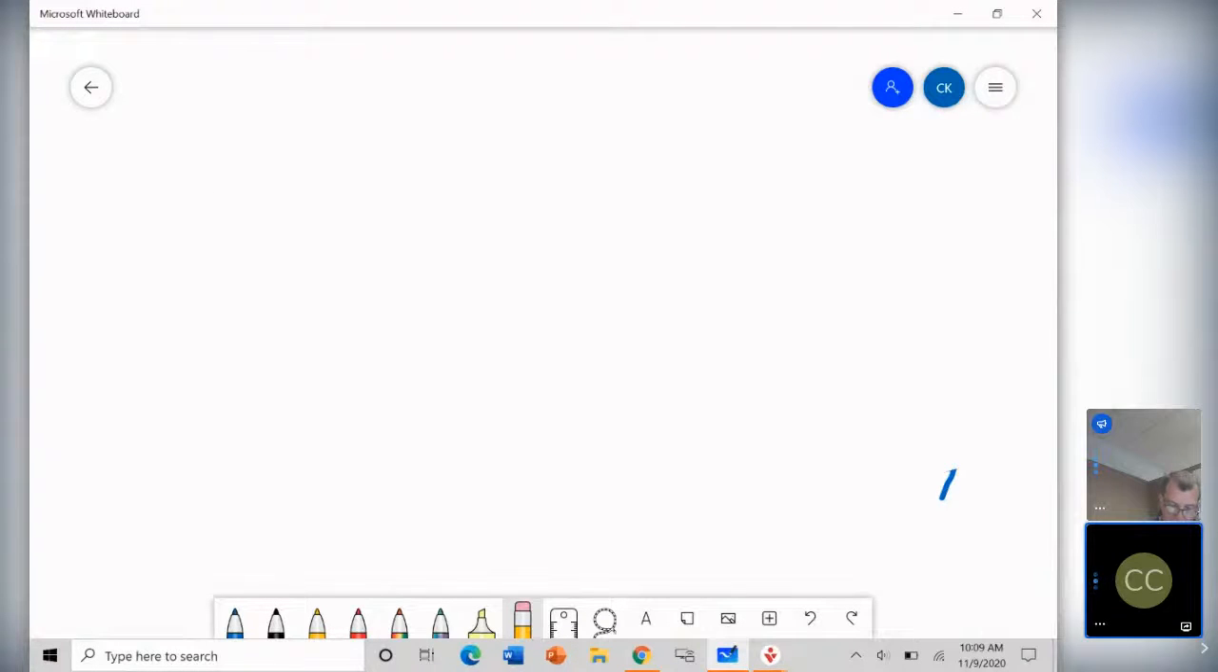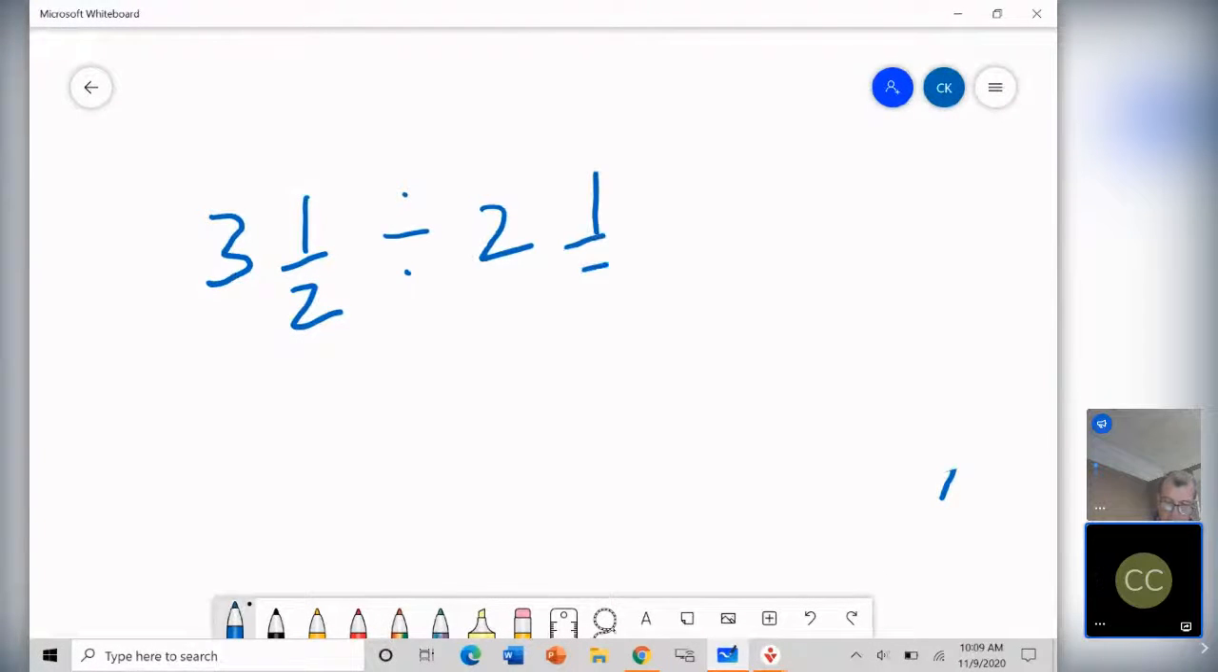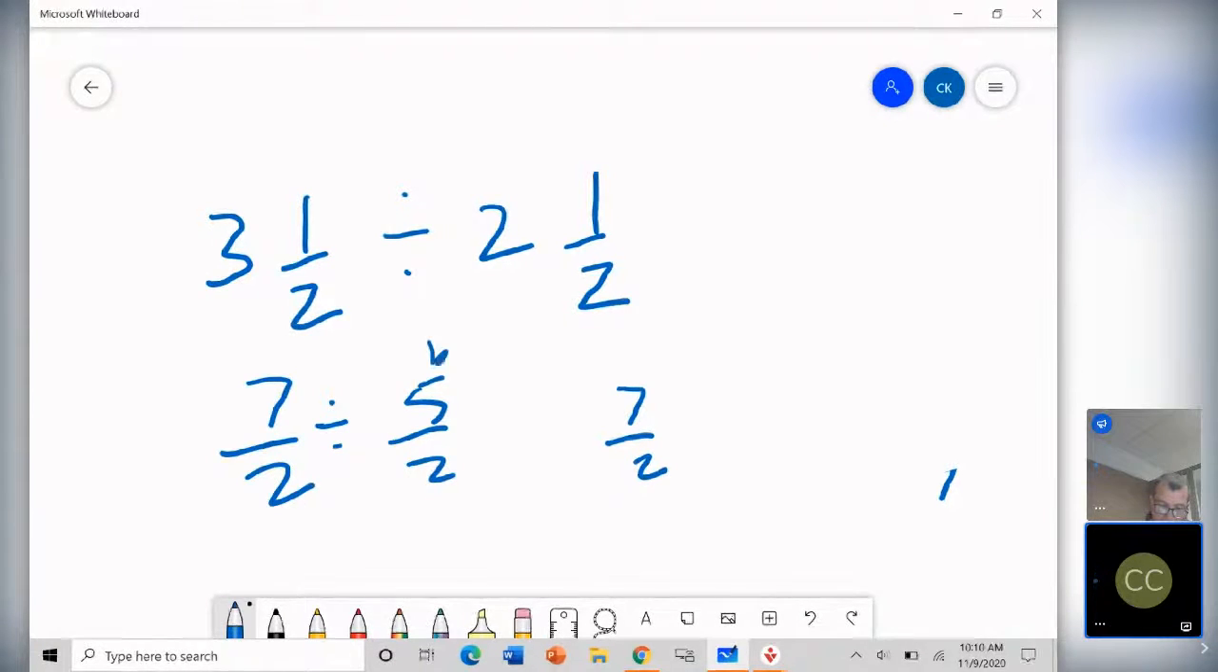Let's do 3 1/2 divided by 2 1/2. Okay, this is going to be 3 times 2 is 6 plus 1, that's 7 over 2. This one, 2 times 2 is 4 plus 1, so that's 5 over 2. So what we would do, remember, we're going to do 7 over 2, and we're going to invert the second one, so it's going to be 2 over 5. So this one's going to be 14 over 10.